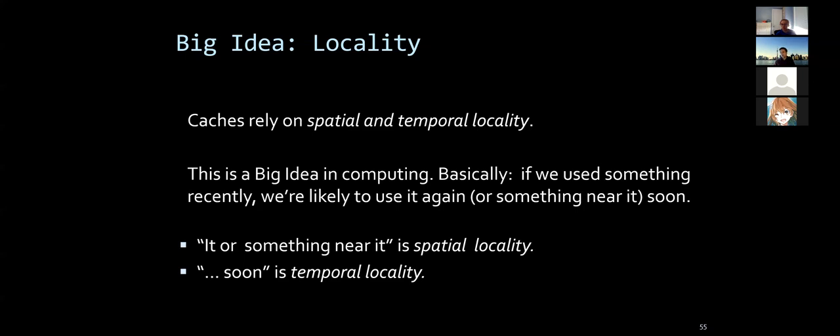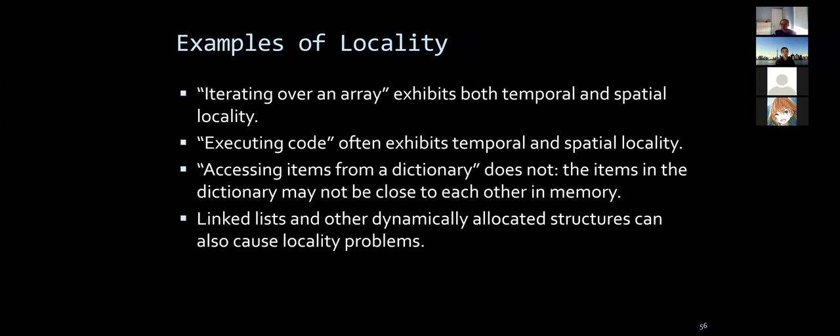So if I ask memory to bring something, it's better not to forget that information and to keep it closer, because I might ask for it again. This is a big idea in computing, a multi-billion-dollar idea. It's one of the things that speeds up performance dramatically. Essentially, if we use something recently, we're likely to use it again, or something near it. Something near is spatial locality, soon is temporal locality.